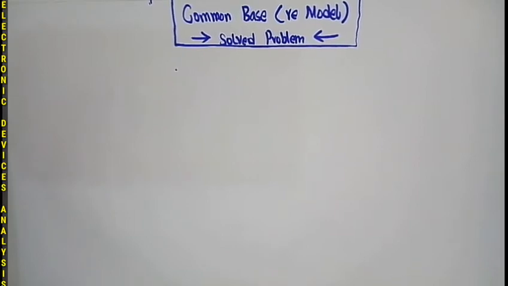So guys, this will be lecture number 2 of AC analysis of the BJT. In today's lecture we will see the re model of the common base configuration, and at the end we will solve an example based on the common base configuration in the AC analysis of the BJT.